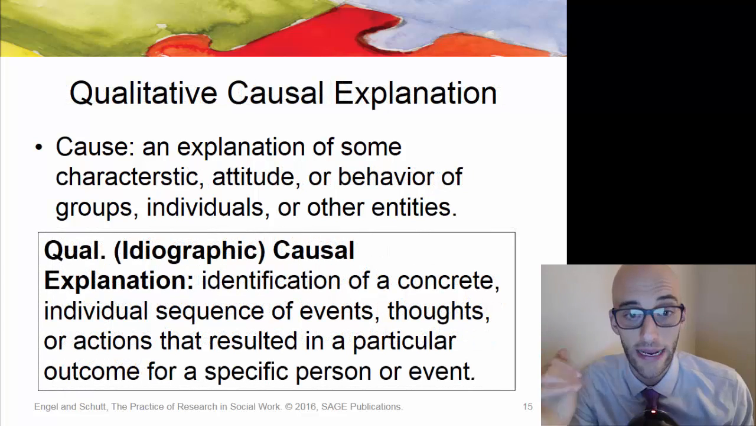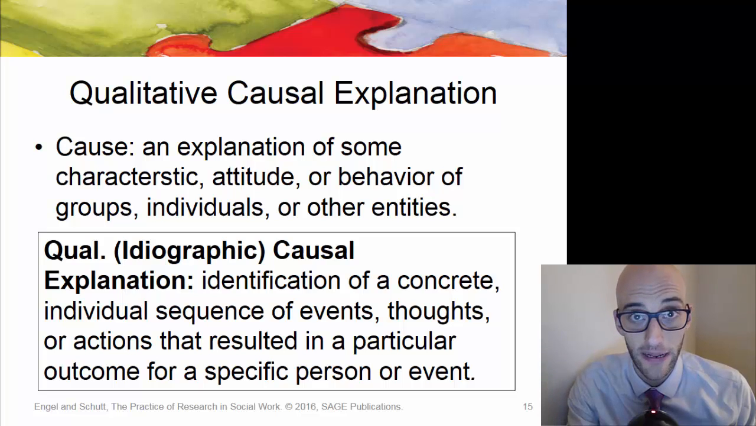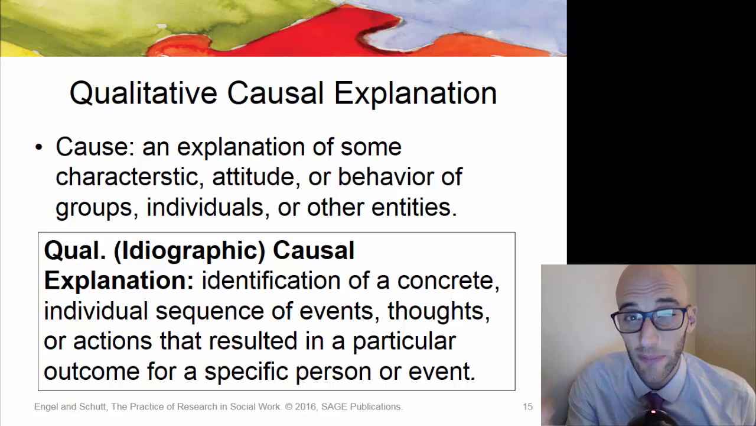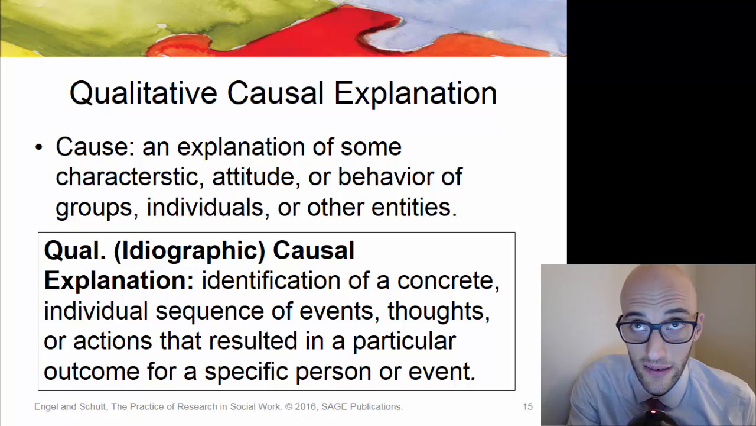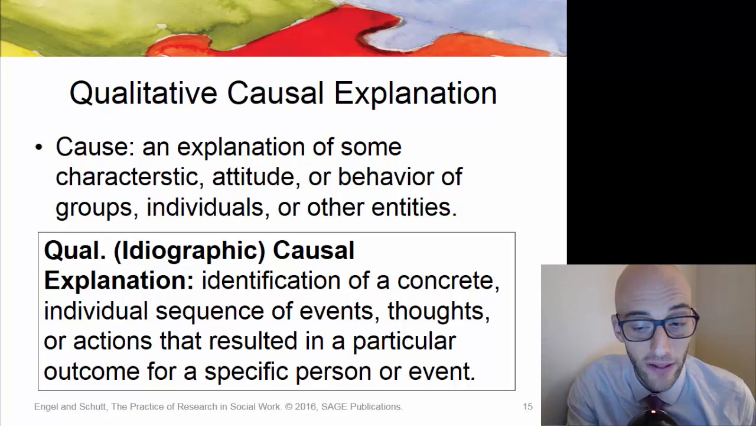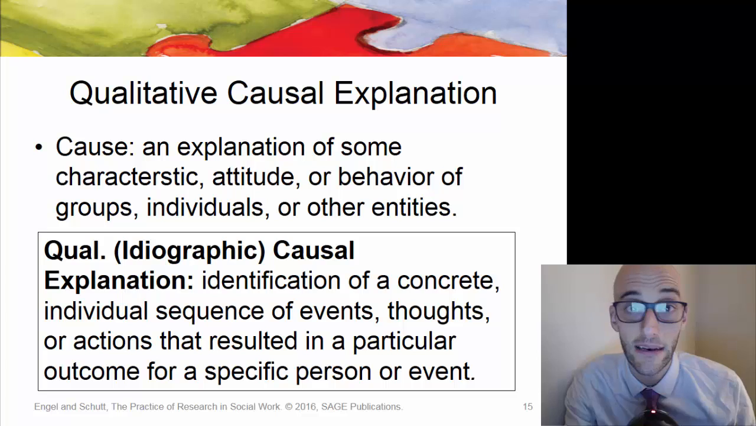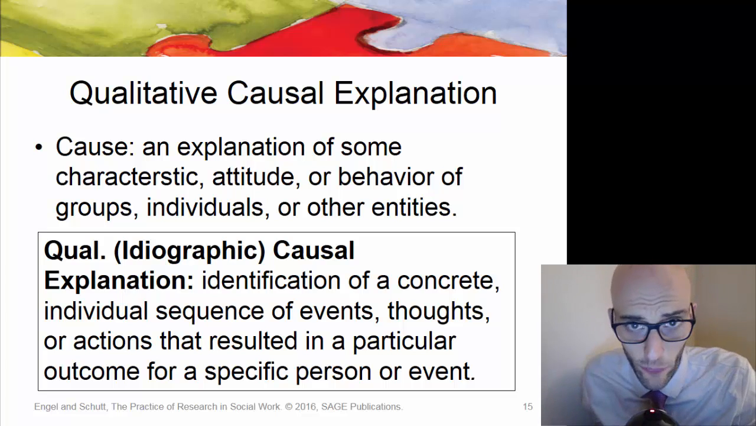Versus a qualitative or idiographic causal explanation, which basically is the identification of a concrete individual sequence of events, thoughts, or actions that result in a particular outcome for a specific person or event. So typically this is less done in a research, more experimental way than the nomothetic explanation is. The idiographic looks at case studies and just wants to get a richer investigation of what it's like to be that one individual within that space of time without really trying to manipulate anything, just observing and getting to know more without really leading them in any one direction.